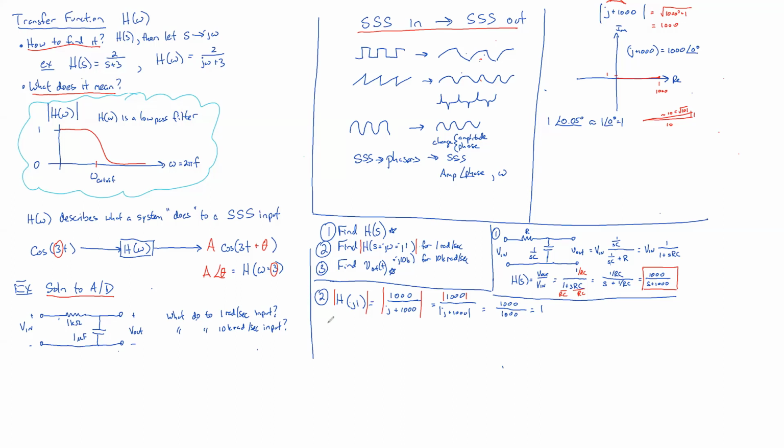Let's do the next one. So this is exactly what you want. What this means is that it's neither increasing nor decreasing your signal strength for very low frequencies. It just passes it. Let's do another one. What's the magnitude of H of j10K? Again, without using your calculator. It's 1,000 over 1,000 plus j10,000.